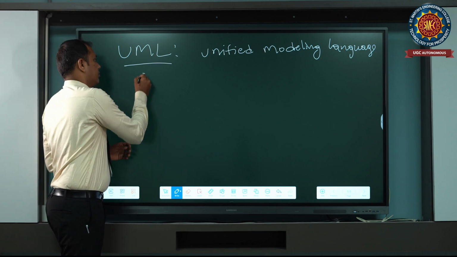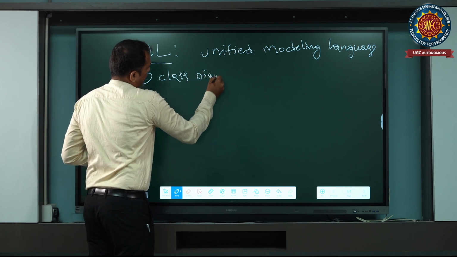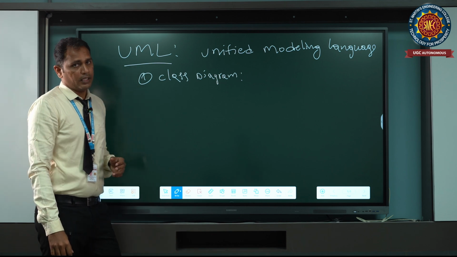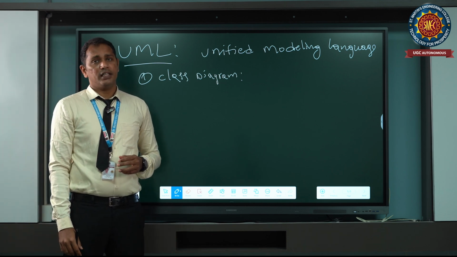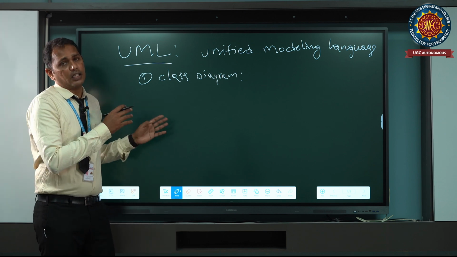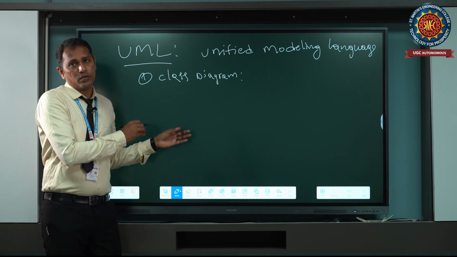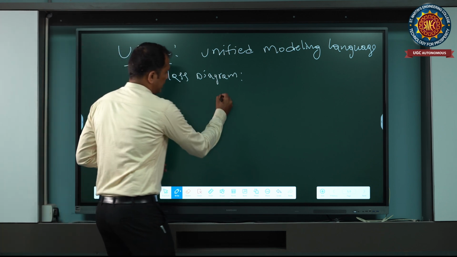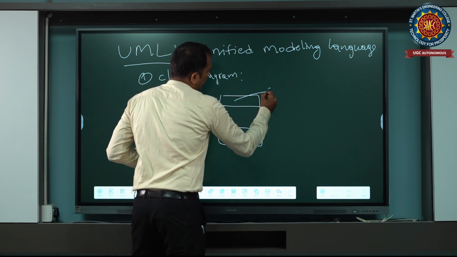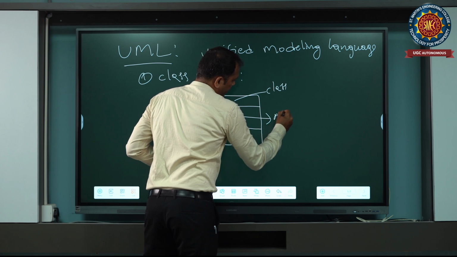First one is the class diagram. What is the use of the class diagram? In this class diagram, we are using the structure of the objects, and in those objects, the flow is followed step by step, from one object to another object. This is the diagram for a class. This is the class, the name of the object, and it has the attributes.